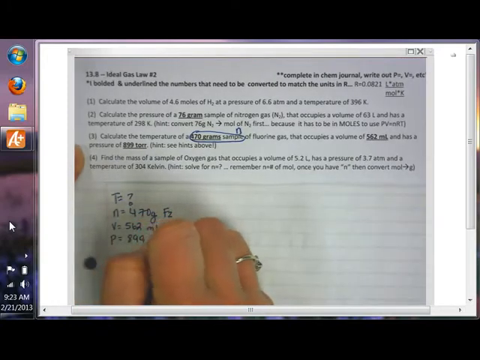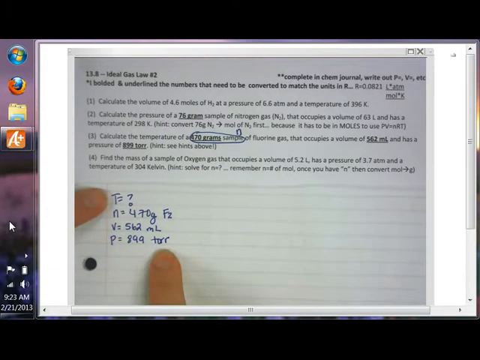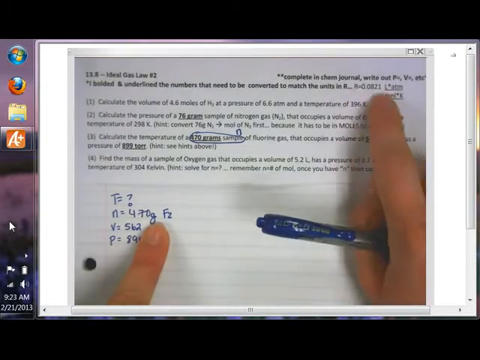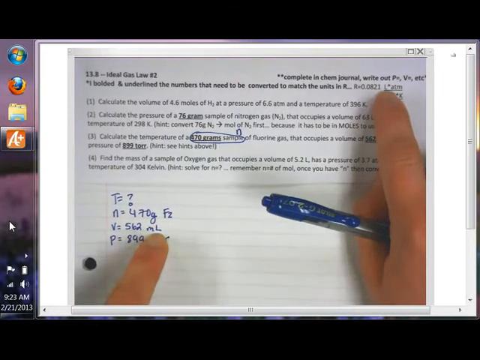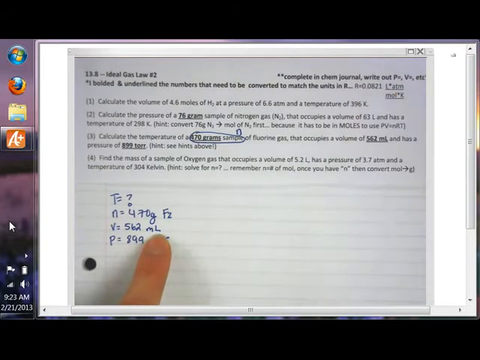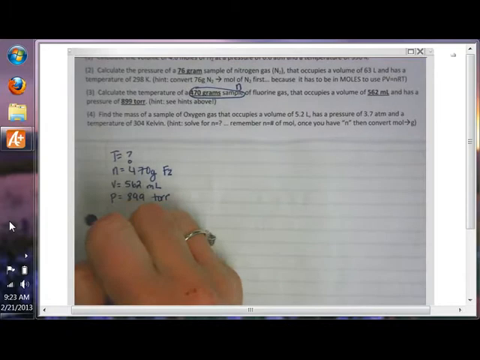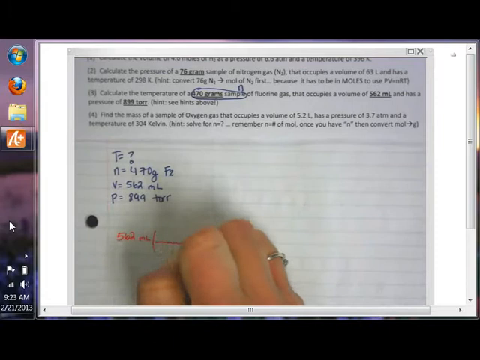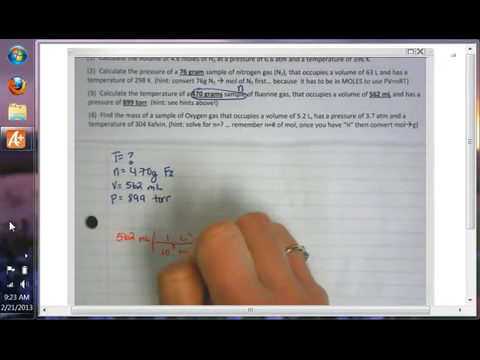So now that I have my information written down the side, I'm going to go ahead and check the units against my R constant. First of all, it says I need to be in liters, and I'm not in liters, I'm in milliliters. So I need to get milliliters into liters. I'm going to take 562 milliliters and convert that to liters. If you can do this in your head, that's fine. You don't need to show your work. That equals 0.562 liters.